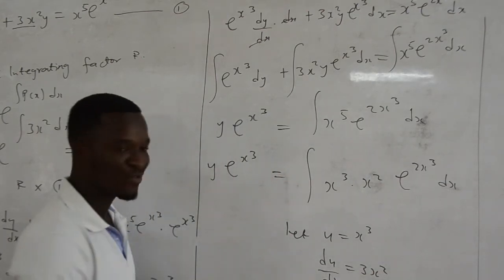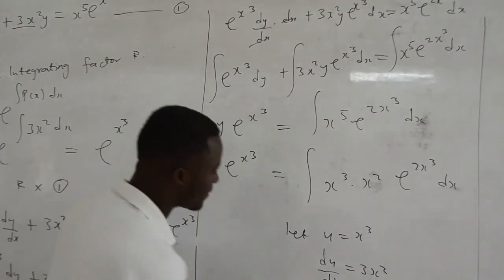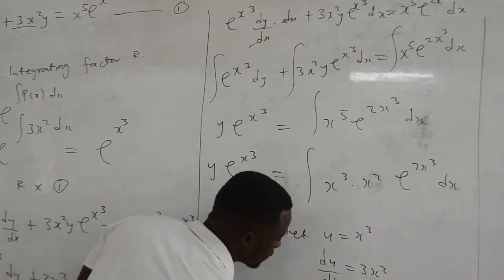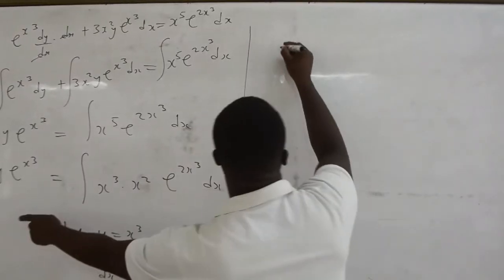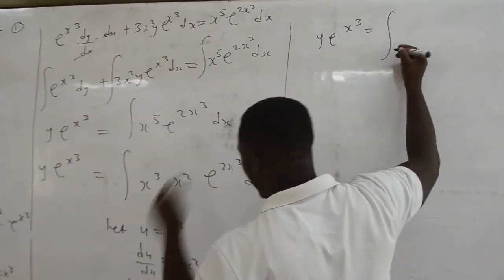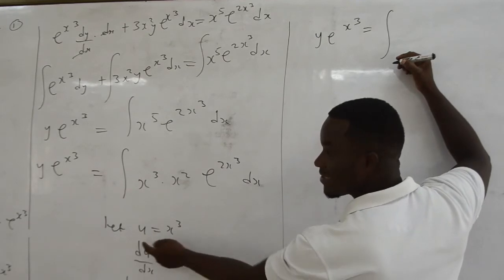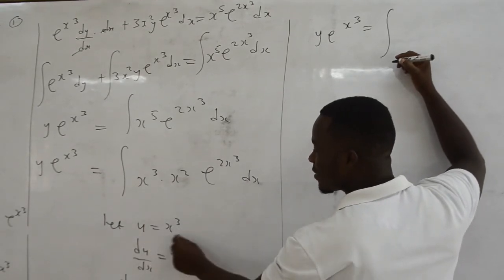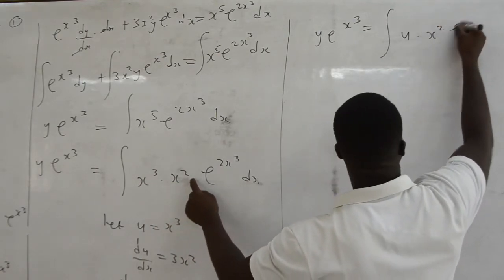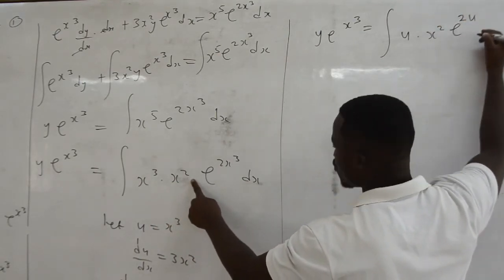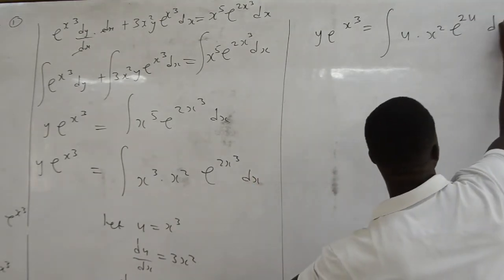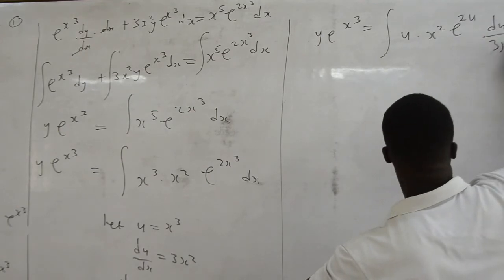Then let's try to make the x the same. Then we'll get du over 3x squared is equal to dx. So now my y e^x³ will be equal to the integral of, I have x cubed here, but don't forget, let u be equal to x cubed. So here I'll just write u, and e^(x²) becomes e^(2u), right? Because here is x cubed. My dx is du over 3x squared.